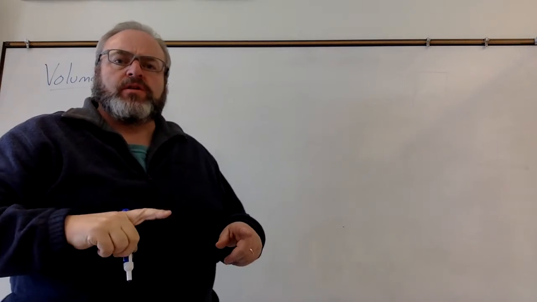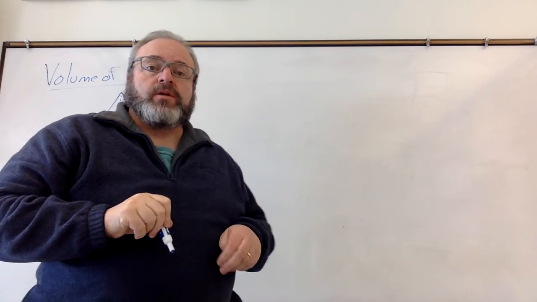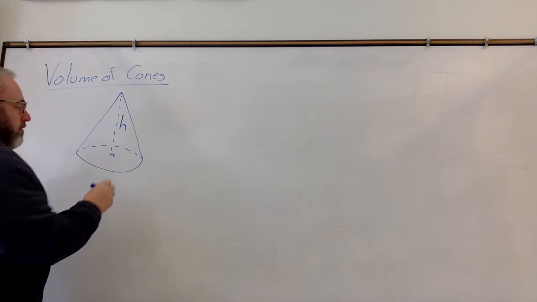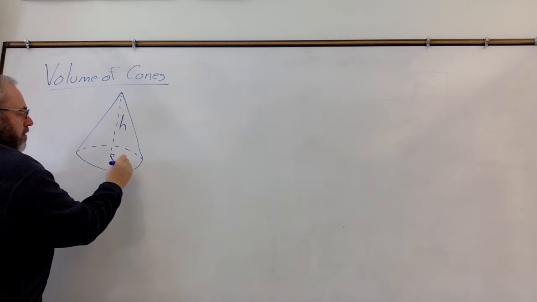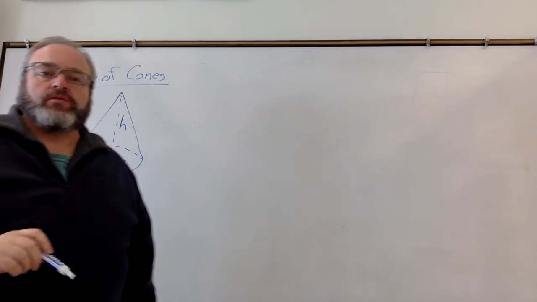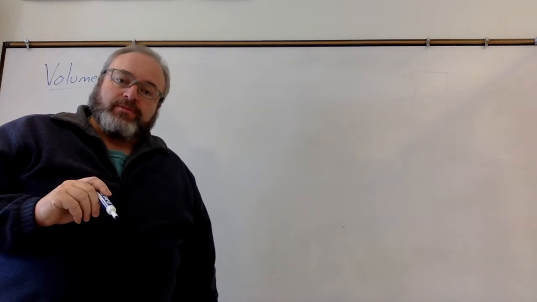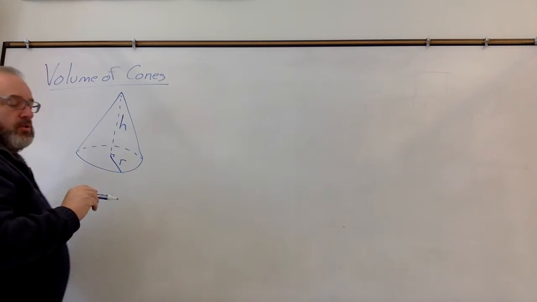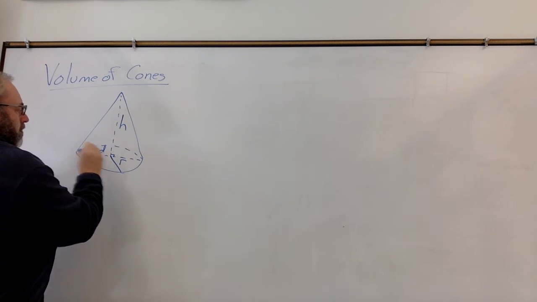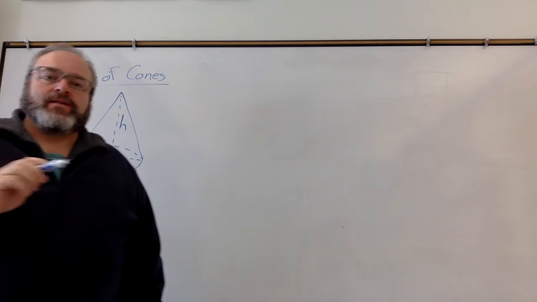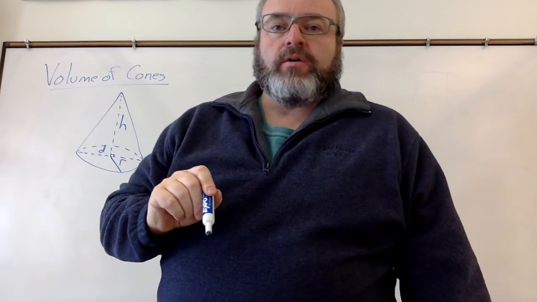And since the bottom of a cone is a circle, you need to know the radius of the bottom, which is the distance from the center of the circle out to the edge. If you're given the diameter, which is the distance all the way across the circle, make sure you divide that in half because you do need the radius to find the volume of a cone.